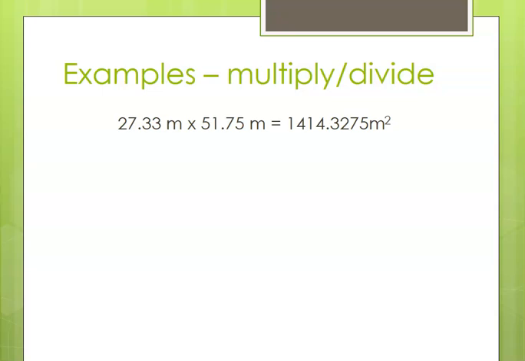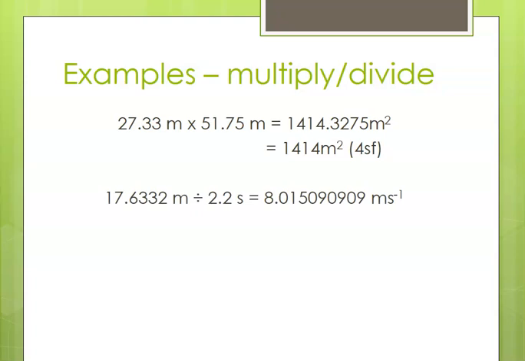But if we look at that data, those two measurements are both in metres, so our answer's in metres squared. And we've got 4 significant figures in each of those values. That means our answer should be rounded to 4 significant figures. So really, 1,414 square metres should be our answer. That is the degree of accuracy that we can claim with that measurement.